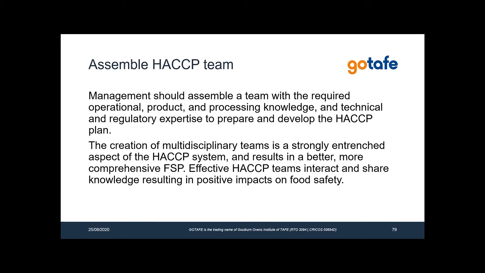So if anything goes wrong, this team has to react. If they want to make changes, the team has to react. So an effective HACCP team interacts and shares knowledge, resulting in a positive impact on the food safety program. The HACCP team is not only going to contribute to setting up the HACCP plan, they are going to help run the food safety program.